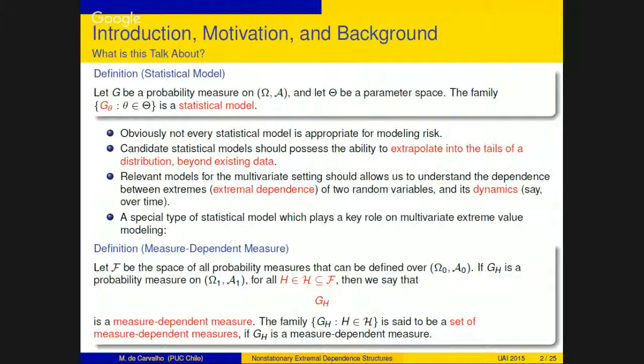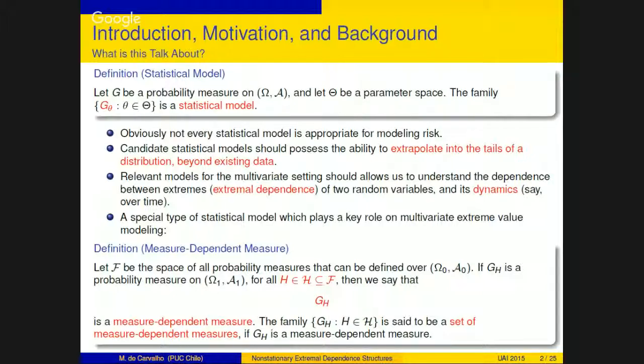So if it takes this form, a measure-dependent measure is what? It is a measure which is indexed by another measure. Go to your statistical model, write G_theta. Now suppose that your theta is also a probability measure. Then you get a measure-dependent measure, okay? Now, if you vary h, then you get a set of measure-dependent measures, okay? In the standard setting, we usually think of theta here, the parameter space, as a subset of R^p. Now, in the more general setting, we'd like to think about G_h as being indexed by a certain probability measure as well, okay?